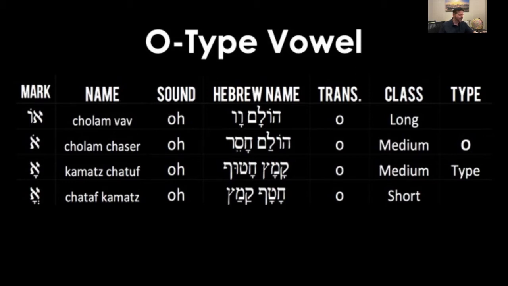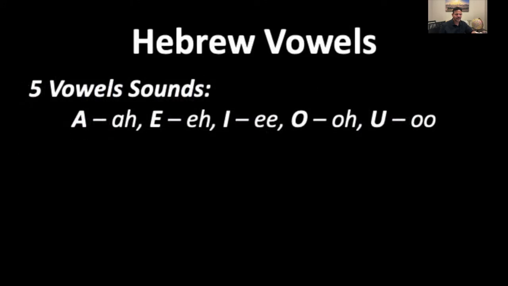So here we have the five sounds. Let's go ahead and sound it through. One, two, three. A, E, O, U. Again, A, E, O, U.